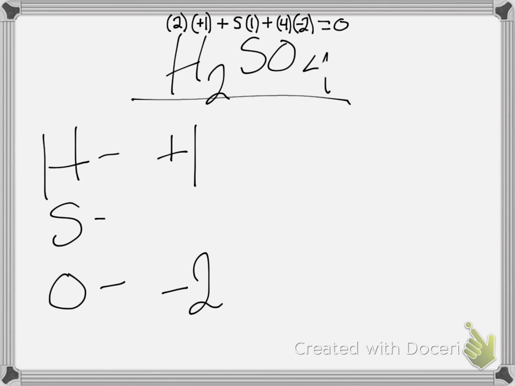Right? So, plus 2, yeah. Minus 8. So plus 2 minus 8 is negative 6, right? So what does S have to be to get me to 0? Positive 6 to cancel out. Right. So what you're saying is that sulfur has a positive 6 oxidation number in this compound. So sulfur is giving away 6 electrons to make this work.